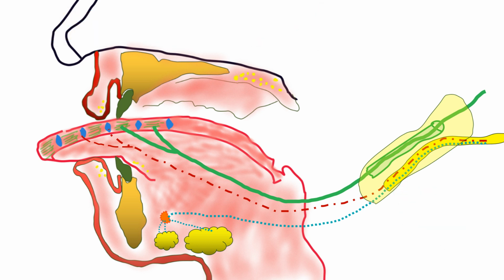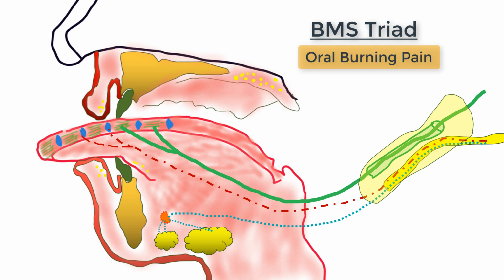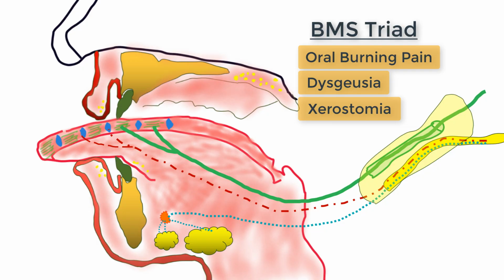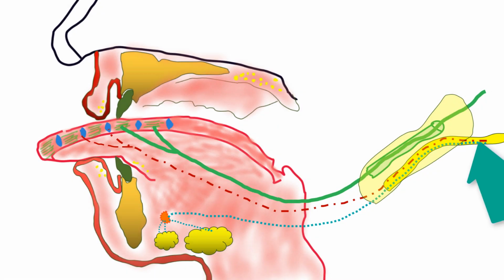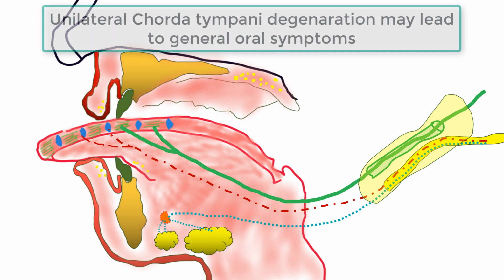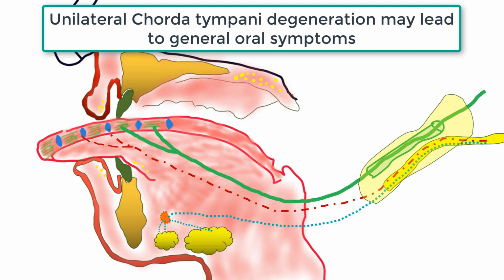These are all classic findings in BMS and are specifically stated in the definition by the IASP and have also led to the so-called BMS triad comprising oral burning pain, dysgeusia, and xerostomia. Now note that this neural degeneration of the chorda tympani doesn't have to be bilateral at all, because it's been reported that even one-sided hypofunction of this nerve may be enough to cause diffuse burning pain way past the confines of the affected nerve region. This finding has suggested that there may also be a centrally mediated mechanism for the somatosensory disinhibition.